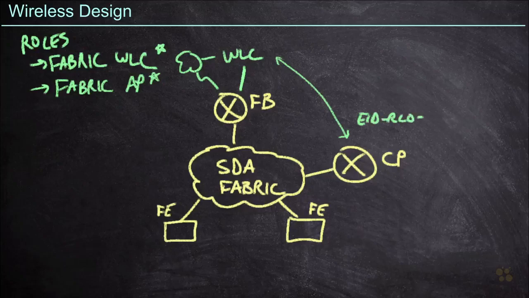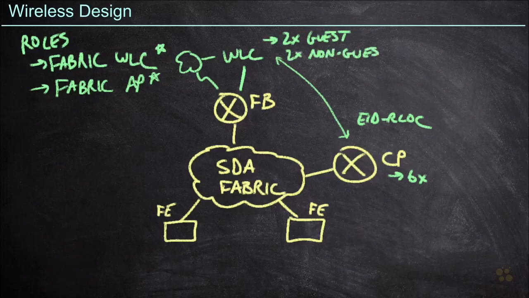RLOC mappings. Now when it comes to control plane redundancy, we mentioned this in the control plane design video, we can support up to 6 control plane nodes in the SDA fabric. However, a wireless LAN controller is only able to support 2, specifically 2 for guest applications and another 2 for non-guest applications.